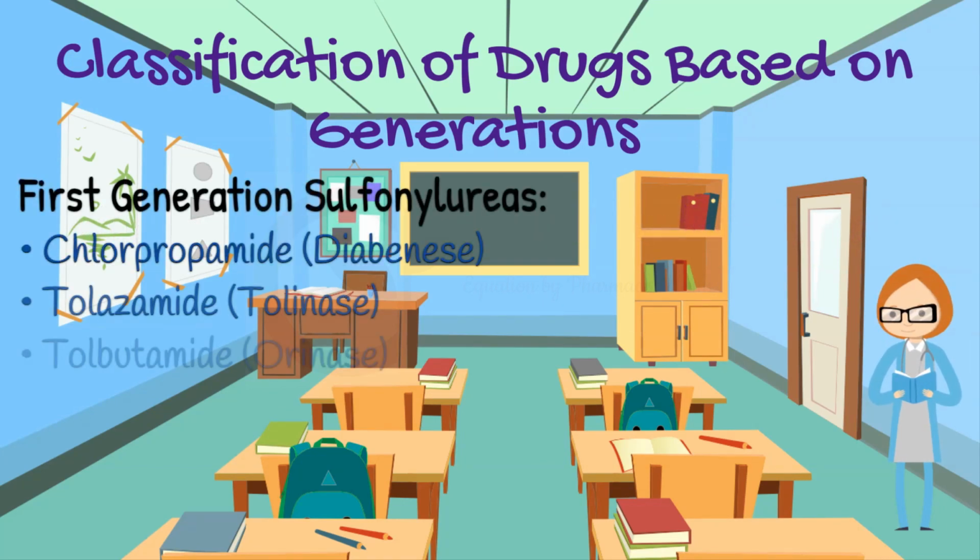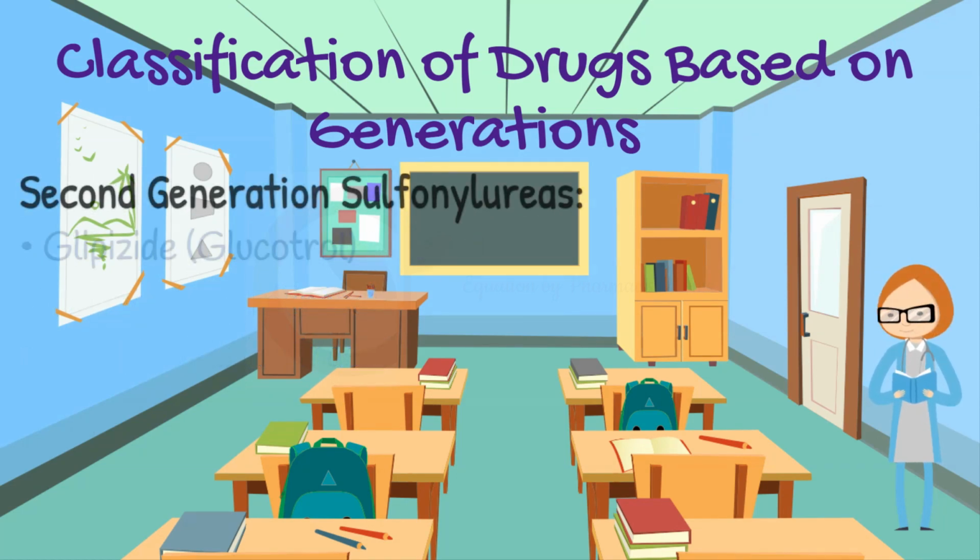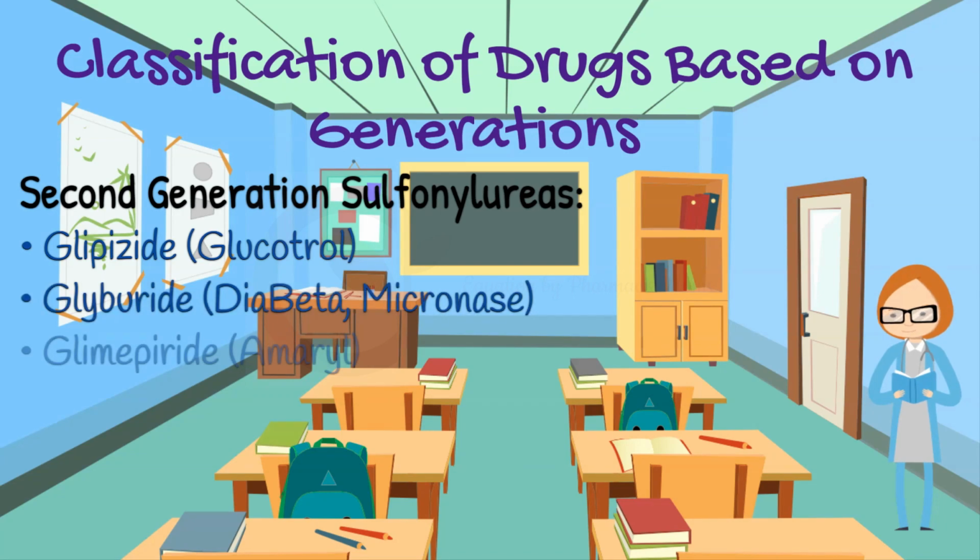First-generation sulfonylureas include chlorpropamide, having brand name Diabinese; tolazamide, having brand name Tolinase; tolbutamide, having brand name Orinase. Second-generation sulfonylureas include glipizide, having brand name Glucotrol; glyburide, having brand name Diabeta and Micronase; glimepiride, having brand name Amaryl.